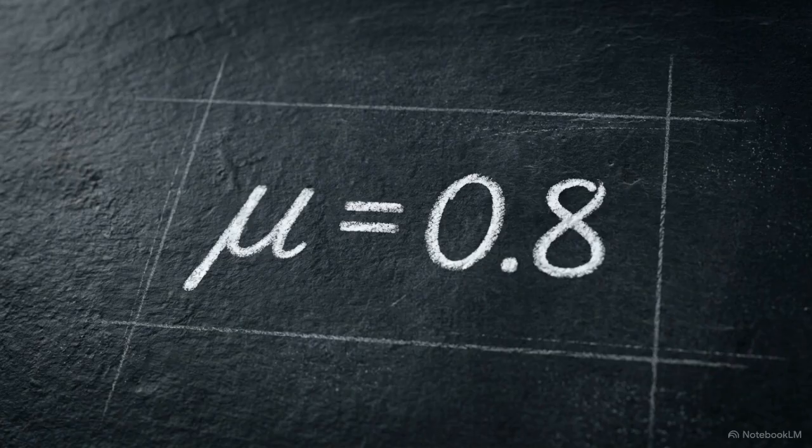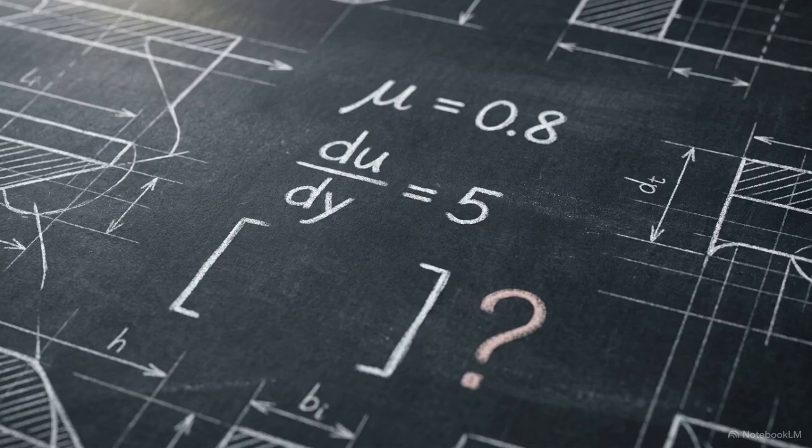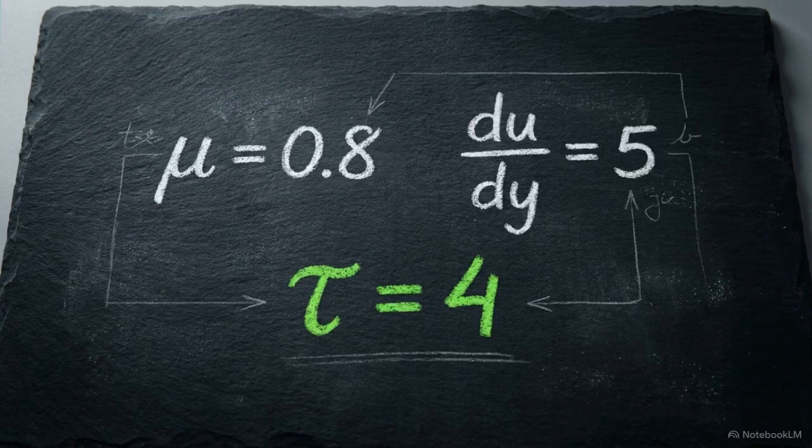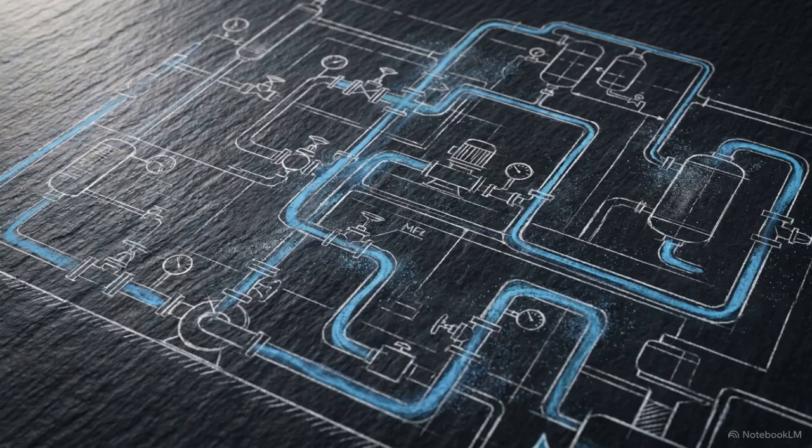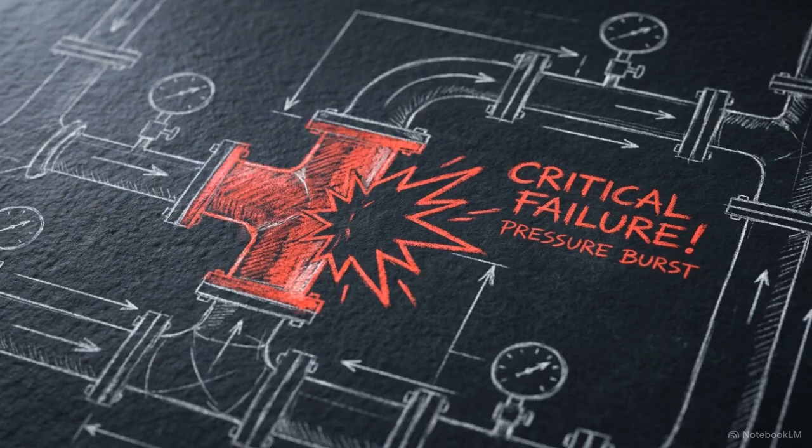Let's test this logic. If a fluid has a dynamic viscosity of 0.8 pascal seconds and it experiences a shear rate of 5 inverse seconds, what is the resulting shear stress? Multiplying those two values gives a shear stress of 4 pascals. But this calculation assumes that the fluid's viscosity stays perfectly constant. Applying that assumption to the wrong chemical can ruin a piping system.